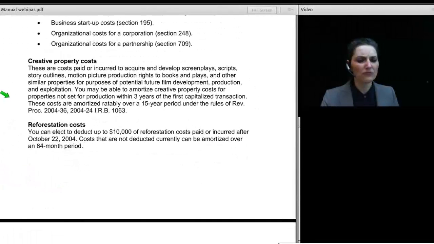There's this special rule relating to creative property costs. And I can only guess that there was a specialized group of people who managed to lobby the right people to get this one.